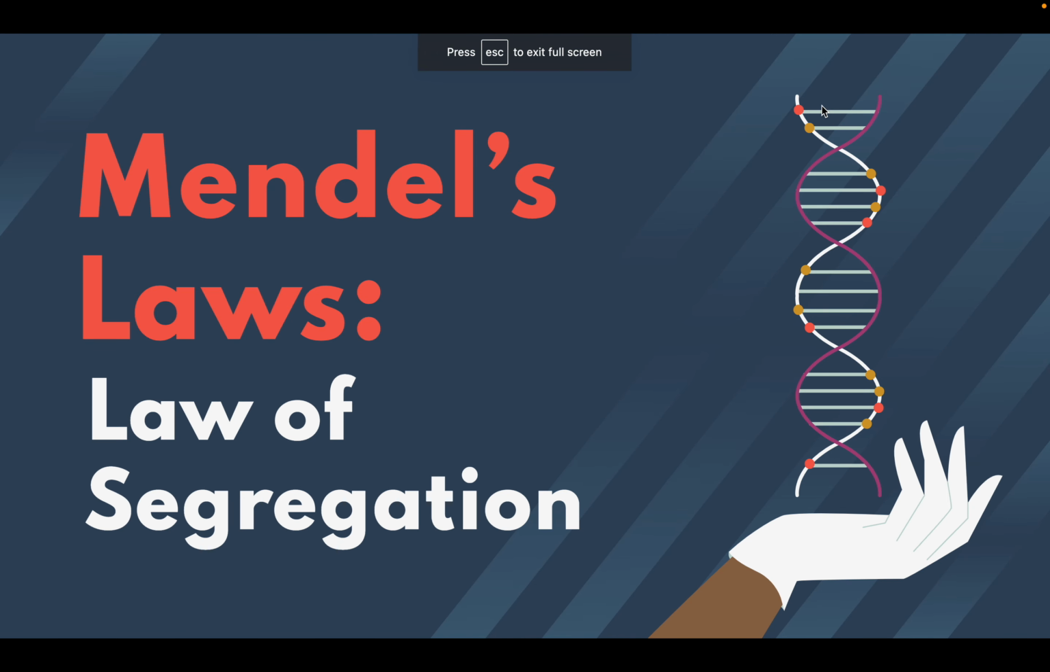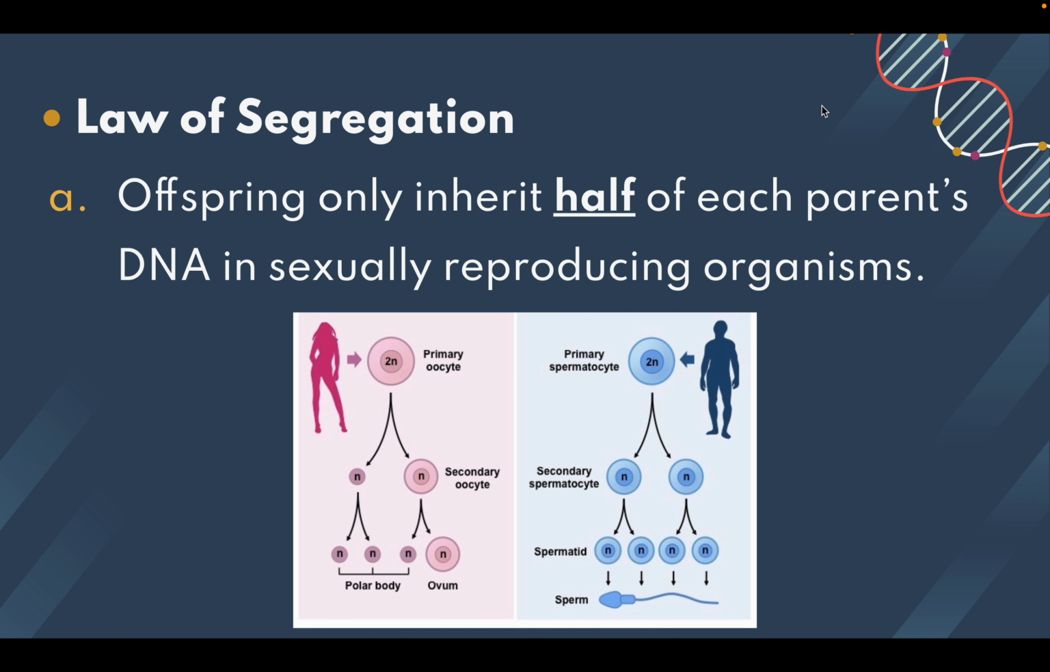Laws, specifically about Mendel's law of segregation. So the law of segregation says that offspring, or children, only inherit half of each of their parents' DNA from sexually reproducing organisms. You might have heard this said before, as you get half of your genes from your mom and half of your genes from your dad.